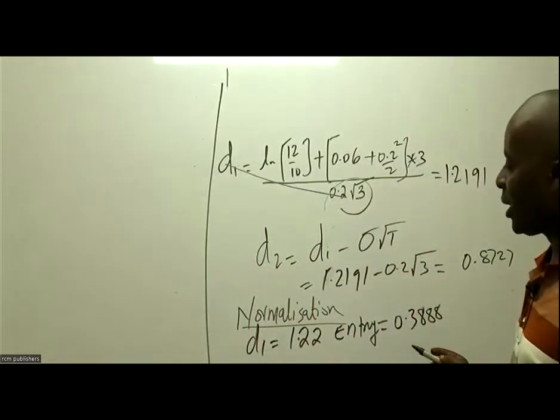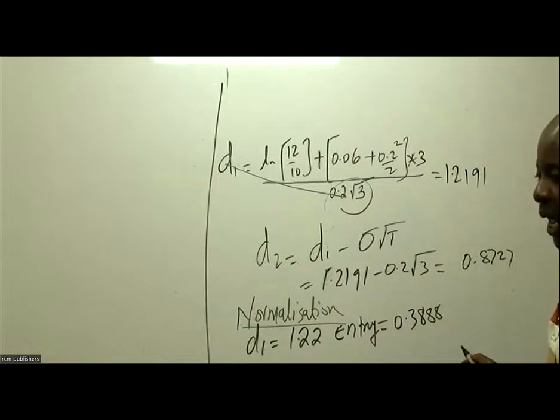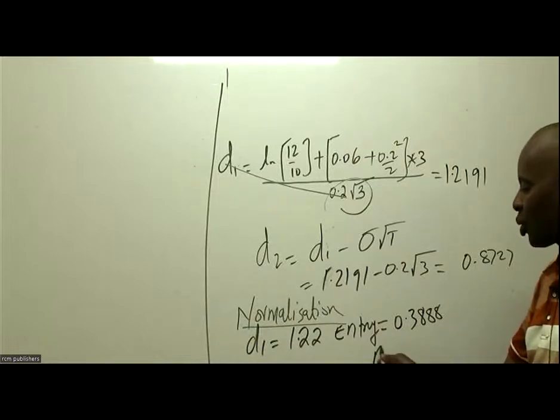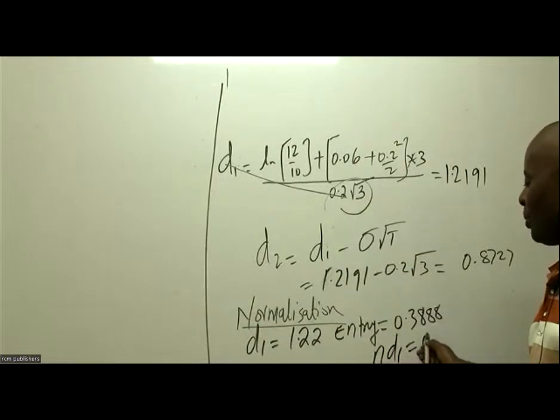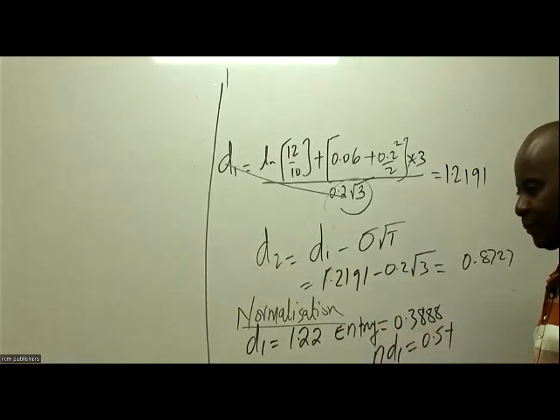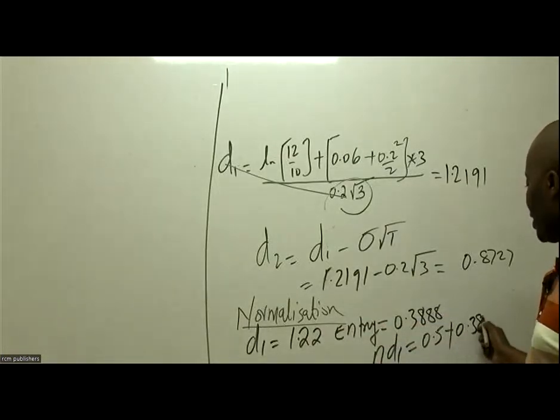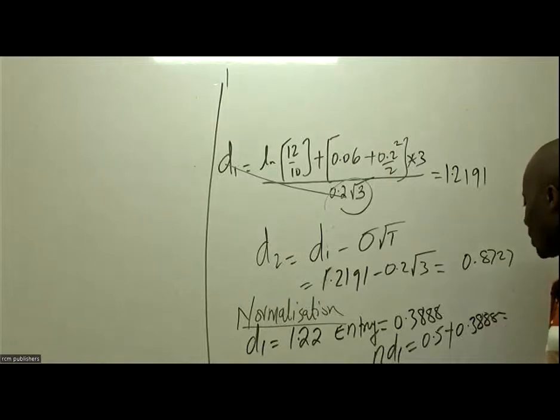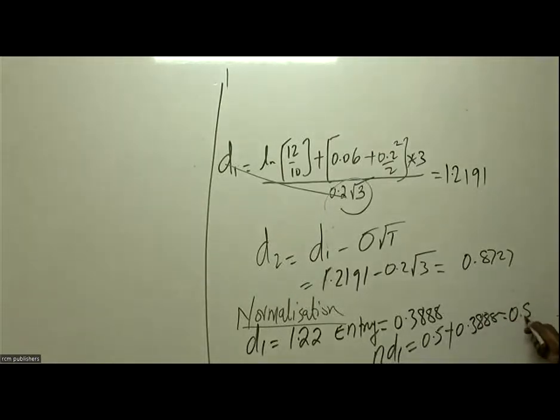So the moment I get that, then I can easily now normalize this. To normalize this, we talk of ND1, which will be 0.5 plus the entry because the figure here is positive. 0.5 plus 0.3888 gives me 0.8888, like that. Yes, that is ND1. Thank you so much.